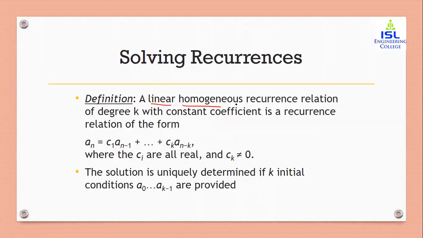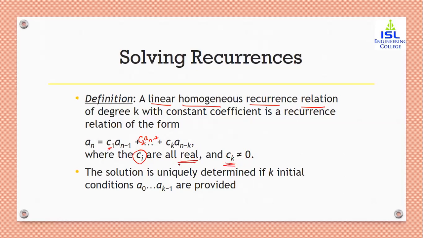A linear homogeneous recurrence relation of degree k with constant coefficients is a recurrence relation of the form an is equal to c1 an minus 1 plus c2 an minus 2 and so on up to ck an minus k, where the ci's, that is c1, c2 up to ck, are all constants and they are all real numbers. Okay, they are real numbers, and whatever ck value we are taking, it should not be equal to 0.